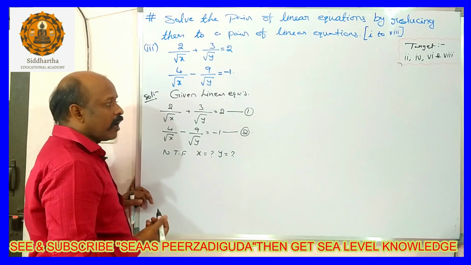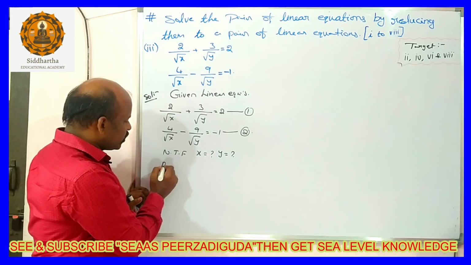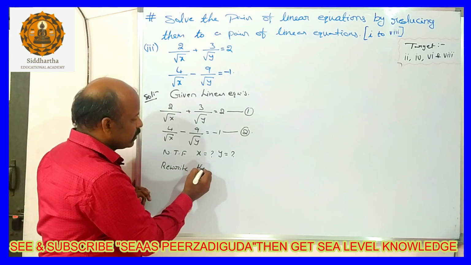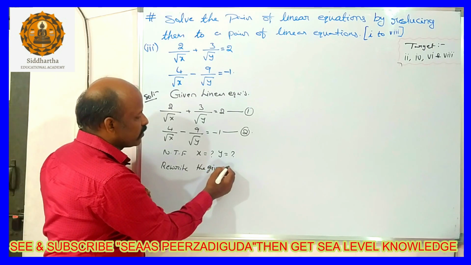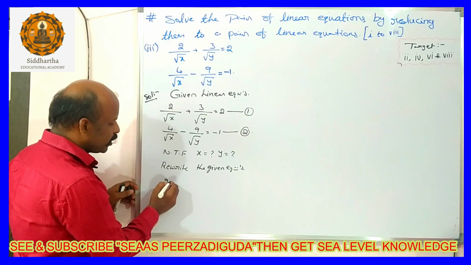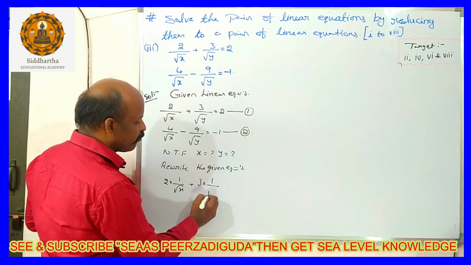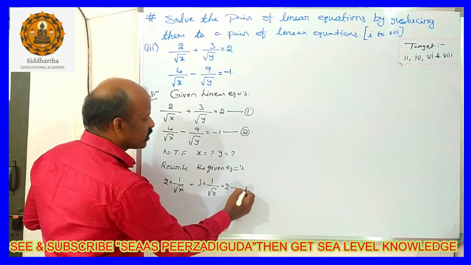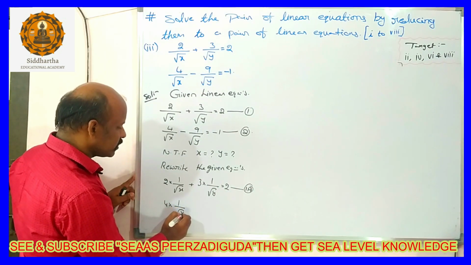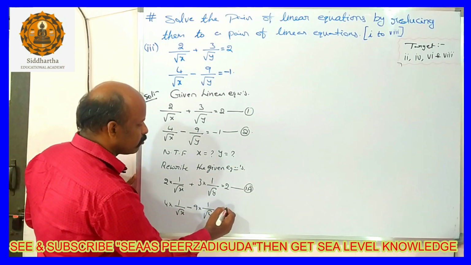After writing this step, what we have to do? We have to rewrite the given equations. So how can I write? I am writing here, once you observe. So 2 into 1 by root x plus 3 into 1 by root y is equal to 2. This one, equation number 1a, I am writing, and one more is what? 4 into 1 by root x minus 9 into 1 by root y is equal to minus 1.